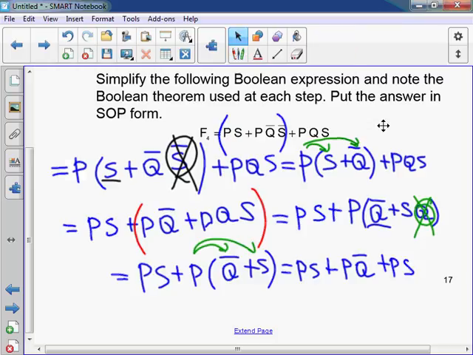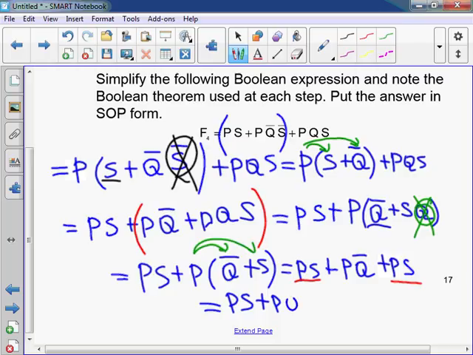Can I simplify now? It looks like I have two of the same terms. Right here and right here. So PS plus PS is just PS. So my final expression is PS plus E not Q. And at this point, I don't think it can be simplified any further.